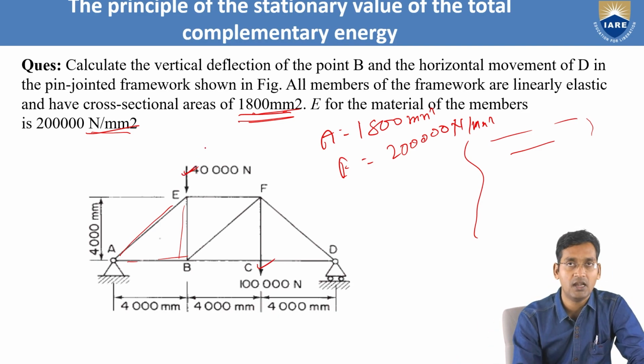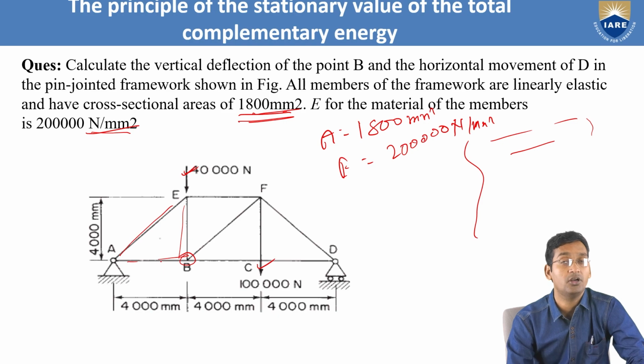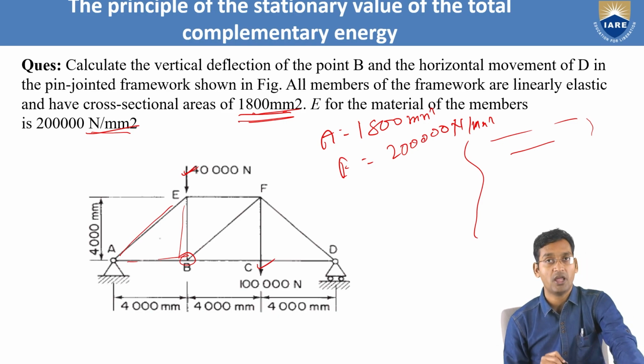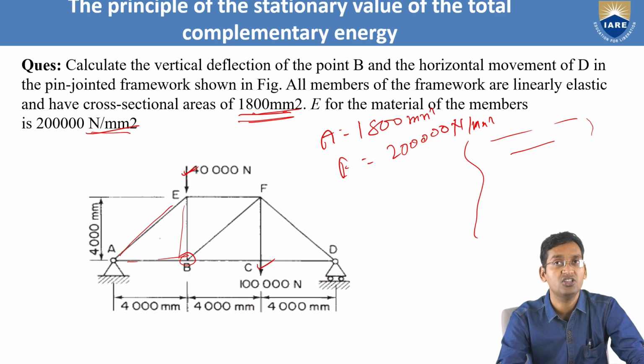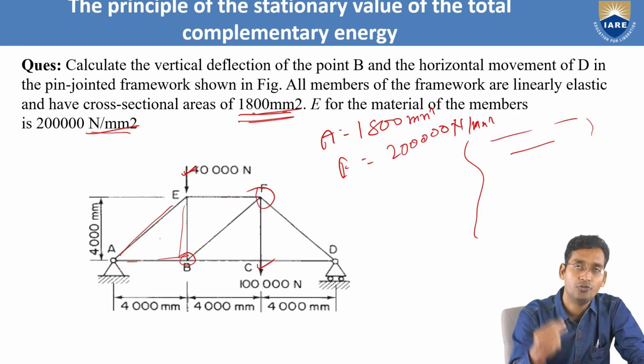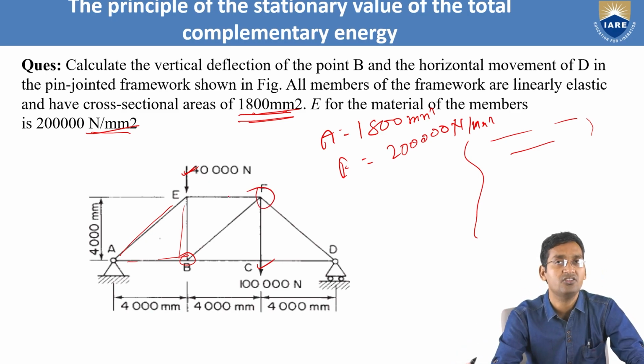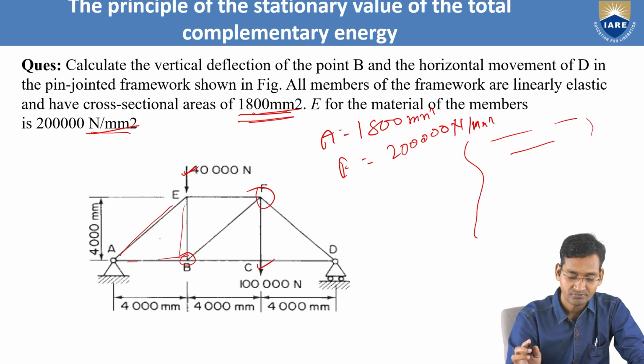Okay, so now what is there? Here the load is acting at E and at C. Now the question is, at B the load is not acting, and we have already seen that it's not necessary for the load to act at that point. So that is the benefit of this method. Even if the load is not acting at B, we can still find the deflection. Similarly, at F also we can find the deflection.